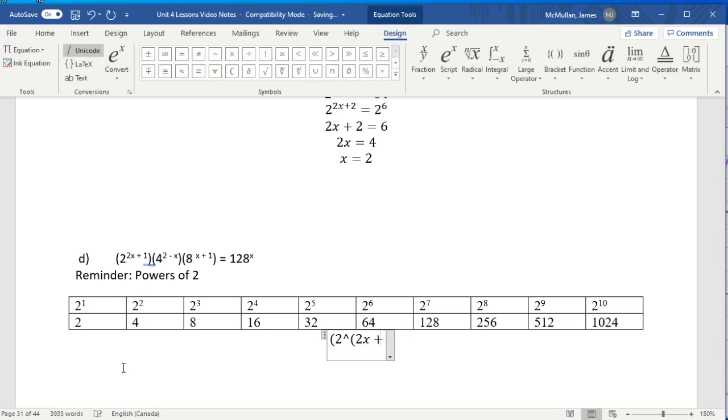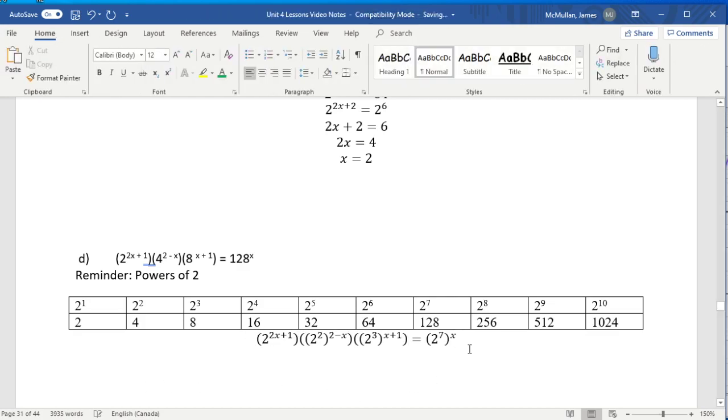The 2, obviously, I don't need to do anything. It's already ready the way it is. The 4, I'm going to replace with 2 squared, and then it's going to be raised to the power of 2 minus x. Okay? The 8, I'm going to replace with 2 to the power of 3, and then it is raised to the power of x plus 1. And then the 128, I'm going to replace with 2 to the power of 7, to the power of x.